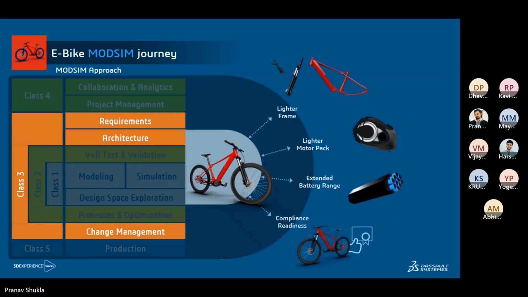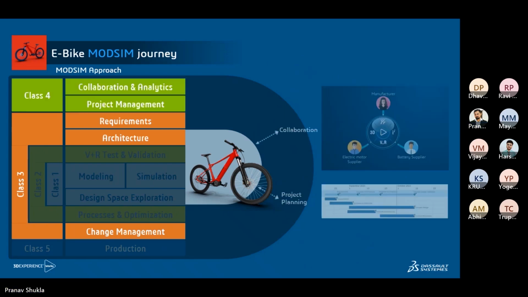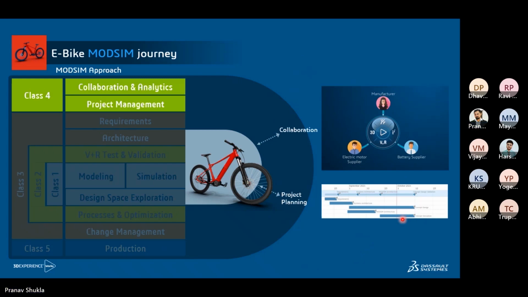The whole modeling approach can be classified into five classes. We will go one by one. So in this class three, in the case of an e-bike, the requirements to be addressed by the manufacturer are a lighter frame, a lighter motor pack, extended battery range, and compliance in terms of crash and electromagnetic compliance regulation.